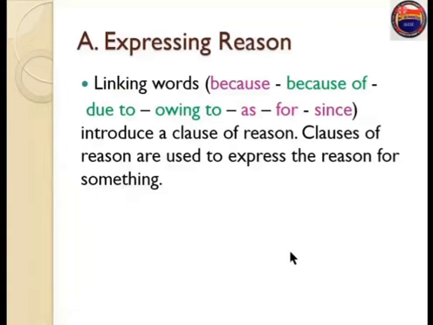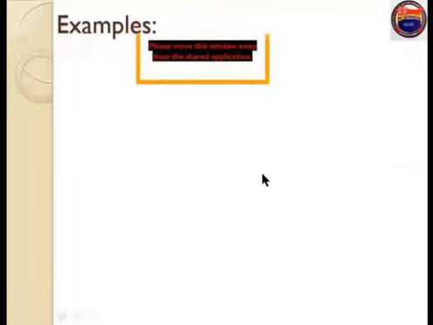And I need you to divide them into two groups. The pink group: because, as, for, and since, and the green one: because of, due to, owing to. They all mean the same, but we use them differently in a sentence. So group one: because, as, for, and since, and group two: because of, due to, and owing to. Let's start with examples.